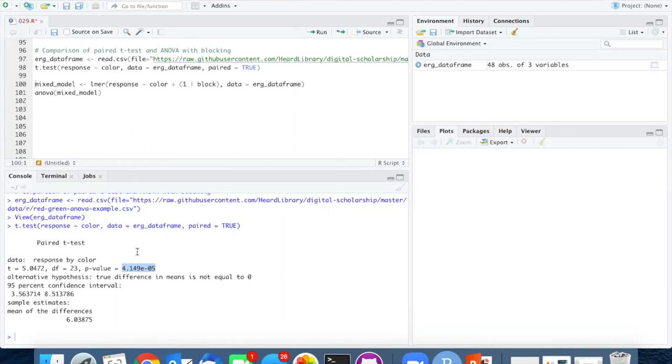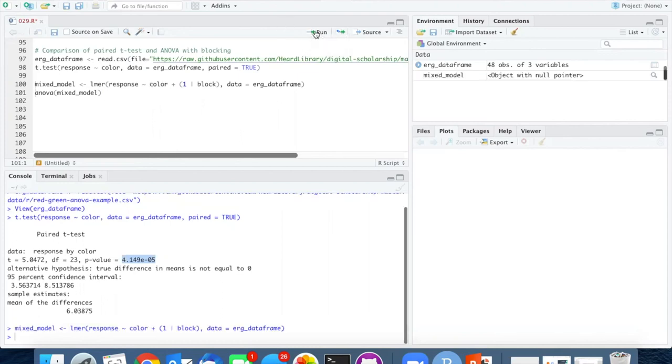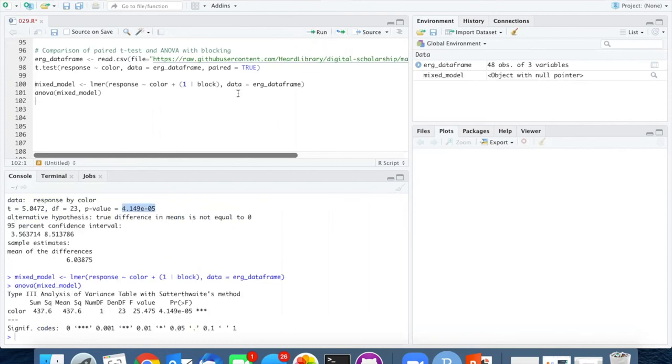To carry out the equivalent ANOVA with blocking, we're going to use the same linear model with blocking, same mixed model formula as we did before. The only difference is that now our data frame is going to only have two color levels instead of three. Let's run that and then run the ANOVA. We see that the p-value that we get from the ANOVA is also 4 times 10 to the minus 5, the same number that we got for the paired t-test.